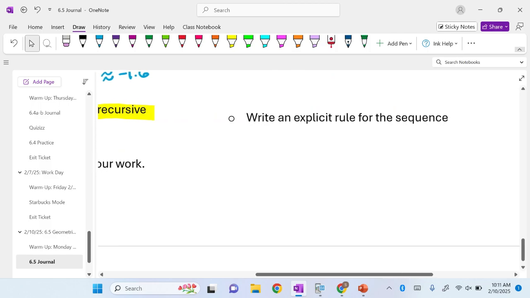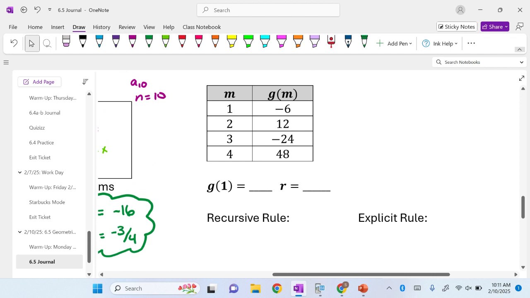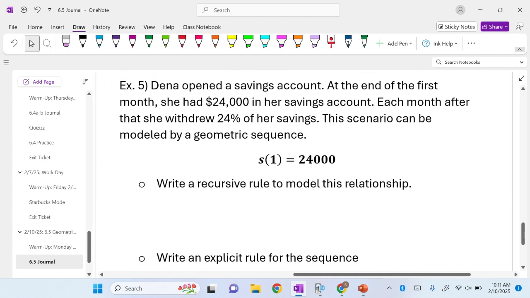All right, we're going to skip number 4 because it's pretty much exactly what we've been doing the past couple of weeks with tables and exponential functions. Same thing. Let's go to number 5.